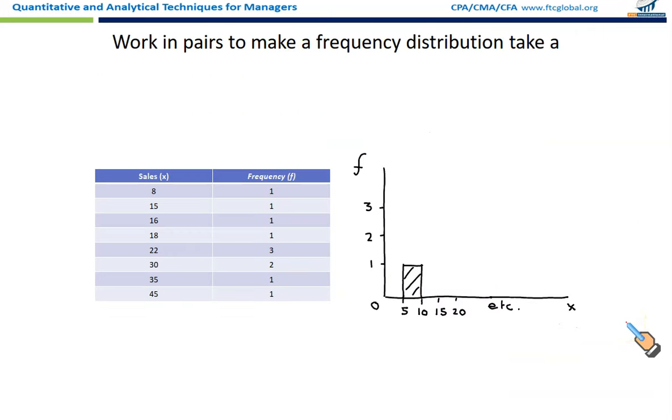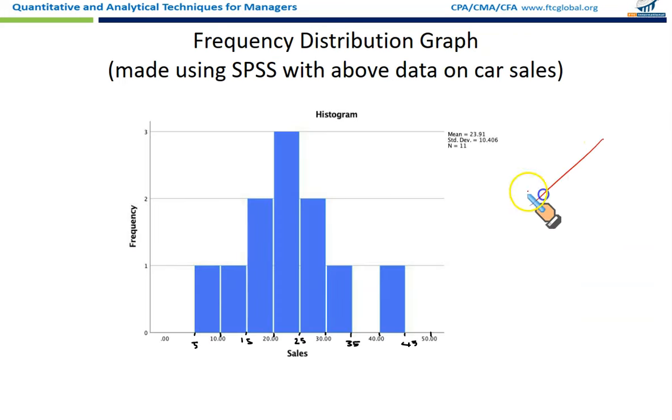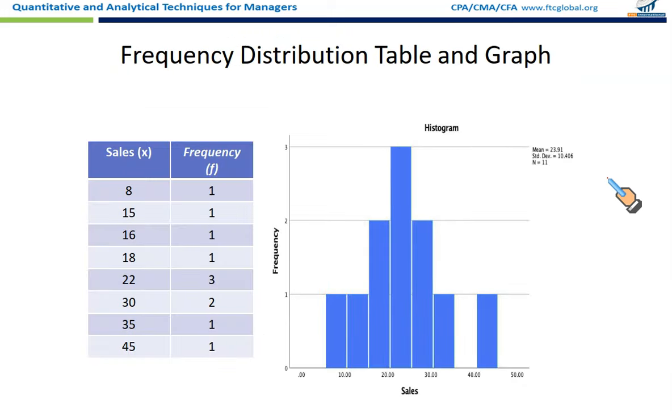We can represent this data in a histogram also. 5 to 10, that's 8 falls within this. Then 10 to 15, we sold one car again. From 15 to 20, we got 2. So this way, this is the histogram we get. See?